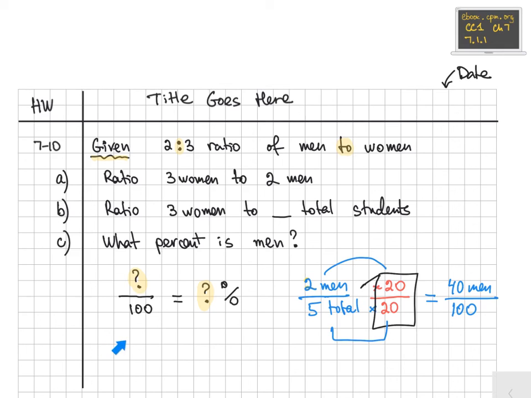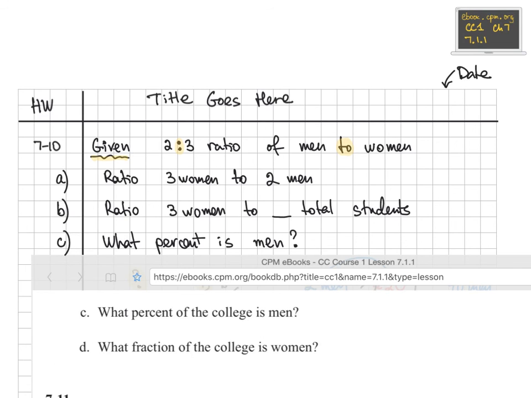Go ahead and pause the video and write it in a full sentence, and also try example D on your own. Okay, letter D says, what fraction of the college is women? So fraction is similar to what we did with the percent, because you need the number on the top to be the number of women, and we already have that. And then on the bottom for the fraction we need the total. So write that as a fraction. Finish on your own.